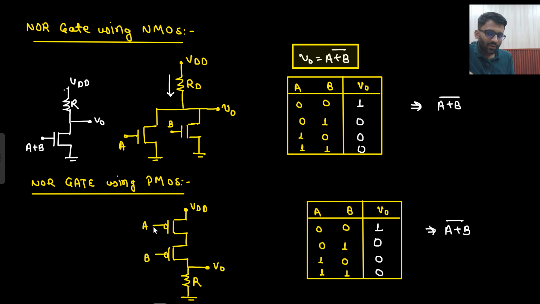Now can I call this input A bar? If I replace this as my NMOS, can I call this thing that my applied input is A bar? Do you agree to this point? A and there is a bubble. So if I take the bubble out, A will become A bar, right? And my B can become B bar, and this is my VDD.